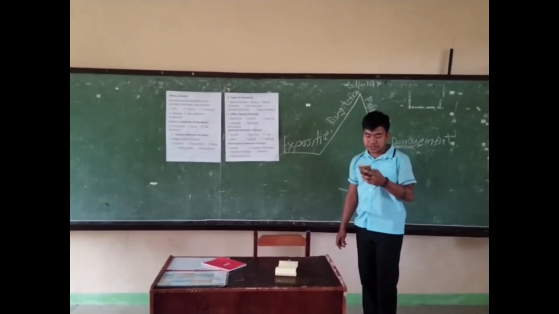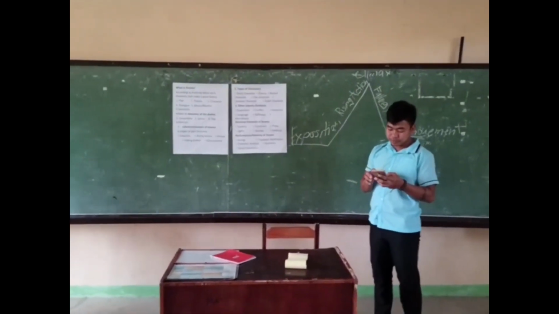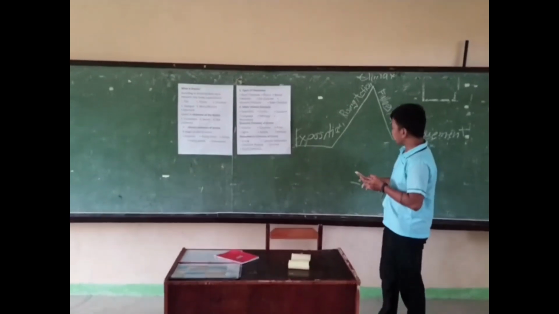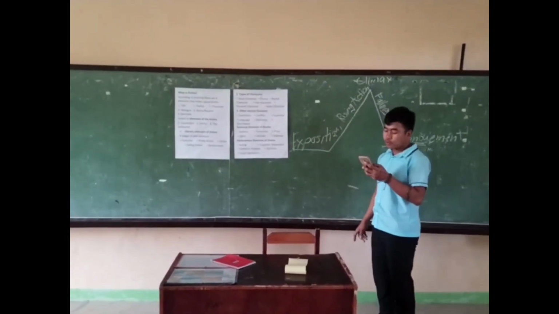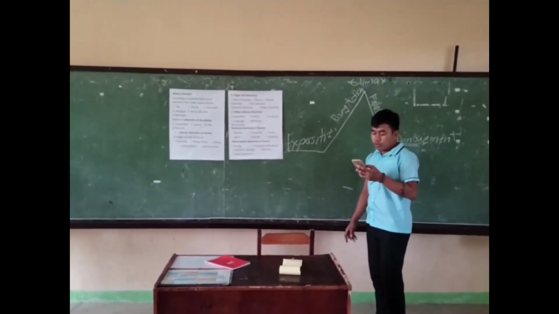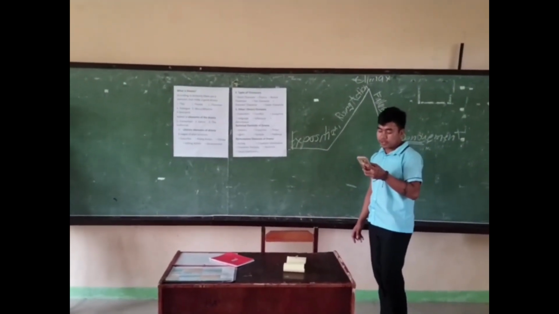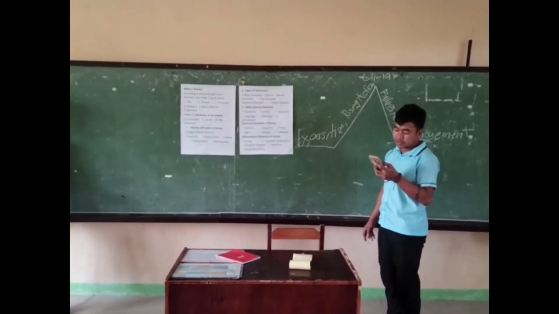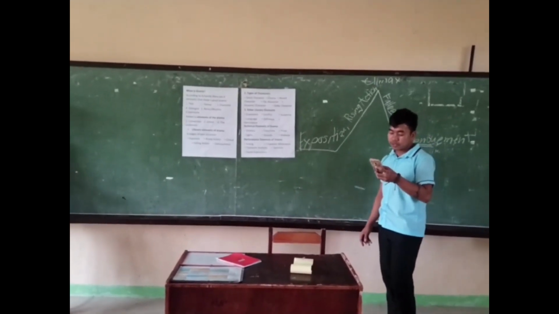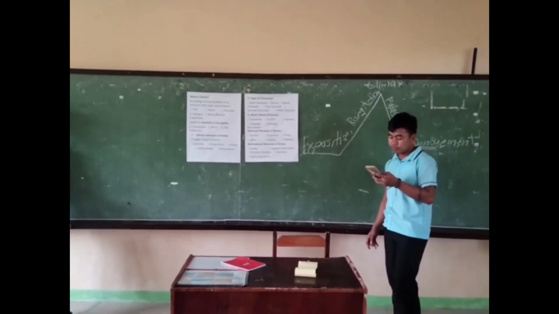The stages of plot structure. Exposition. This is your book introduction where you introduce your characters, establish the setting, and begin to introduce the primary conflict of your story.